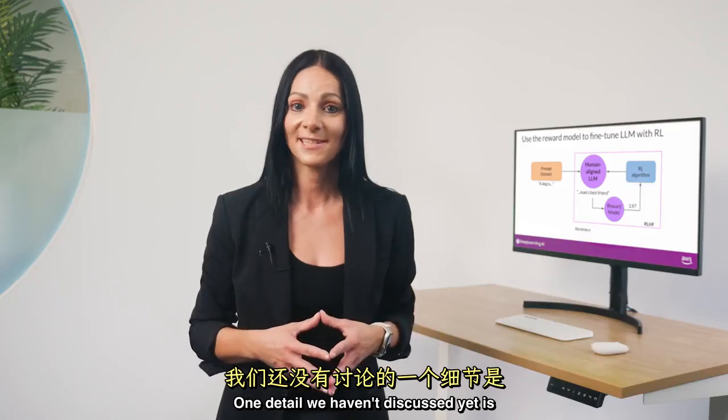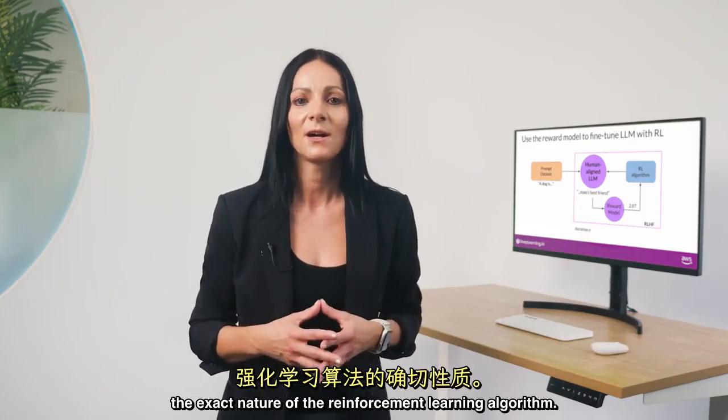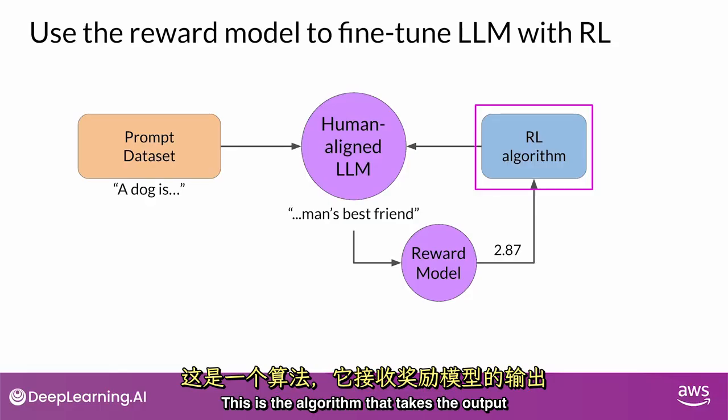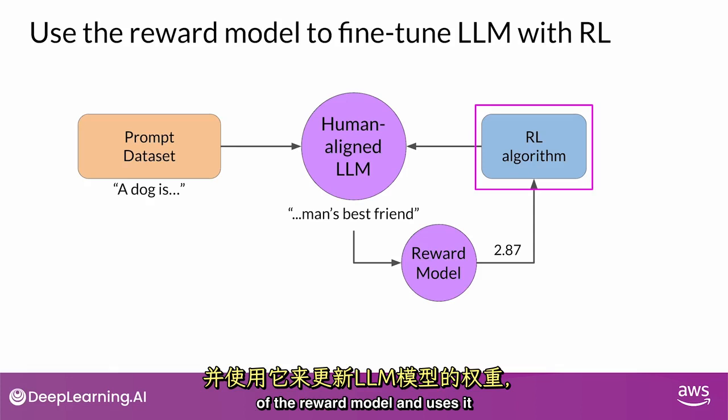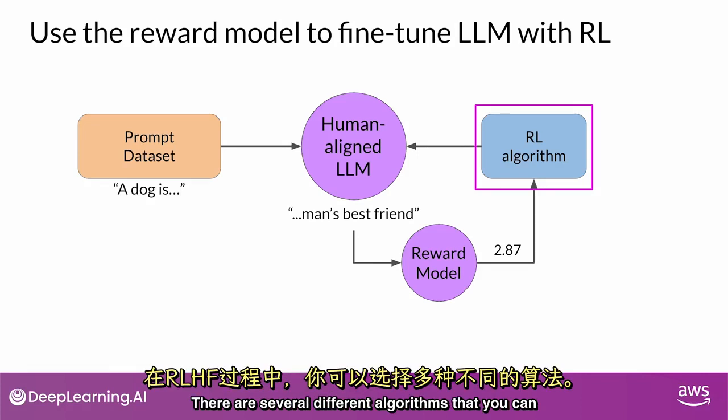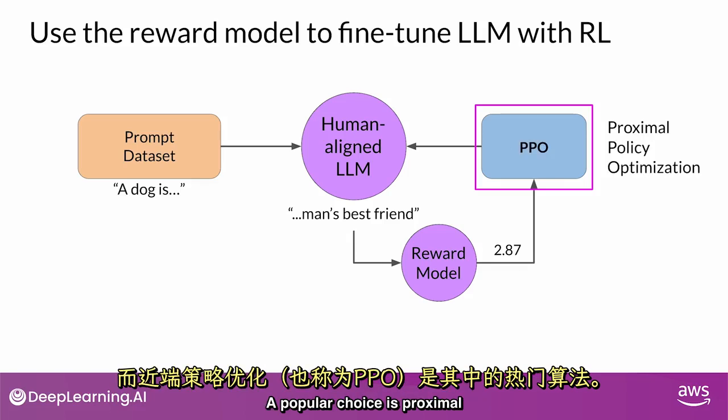One detail we haven't discussed yet is the exact nature of the reinforcement learning algorithm. This is the algorithm that takes the output of the reward model and uses it to update the LLM model weights so that the reward score increases over time. There are several different algorithms that you can use for this part of the RLHF process. A popular choice is proximal policy optimization, or PPO for short.